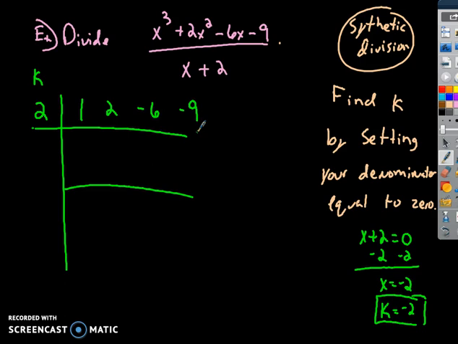And how synthetic division works is this. Basically, you take the first number, it comes straight down, 1. And then I take the number k, and you multiply by the number on the bottom here. 2 times 1, which is 2.